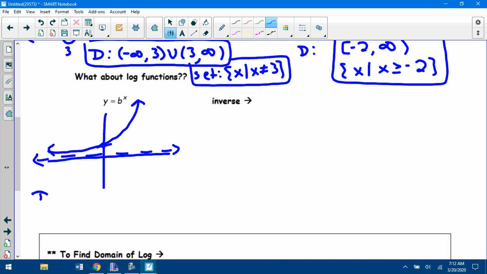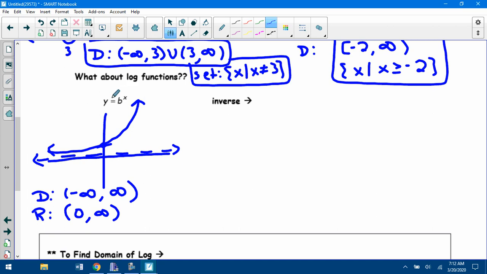So we said the domain of all exponentials was negative infinity to infinity. That was an easy point on your test last week. The range was 0 to infinity, like that, because I can't include 0 because of that asymptote down there.